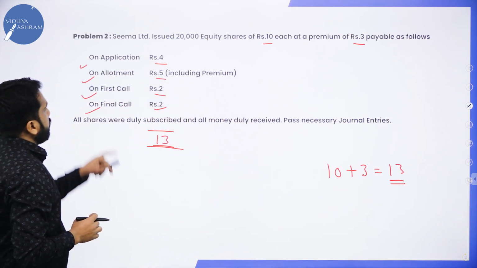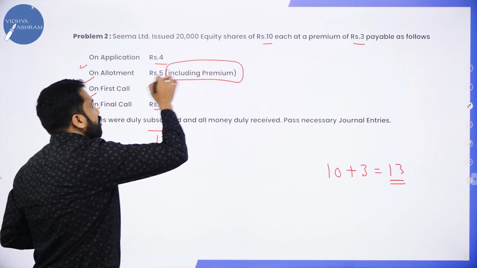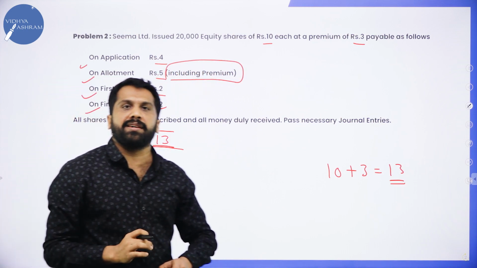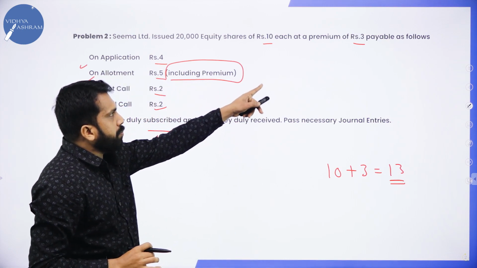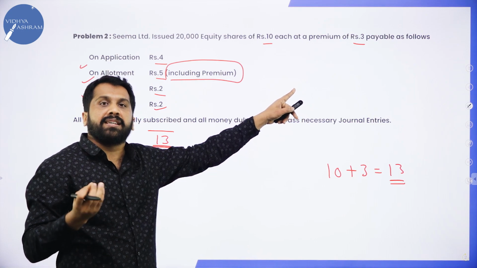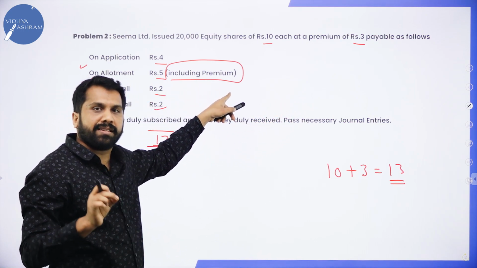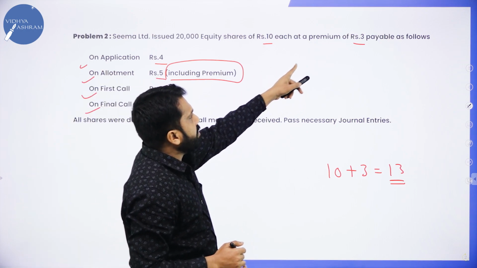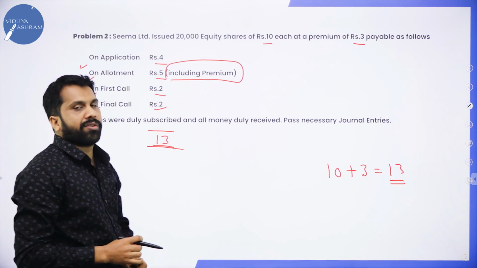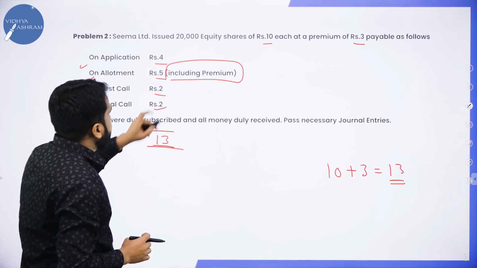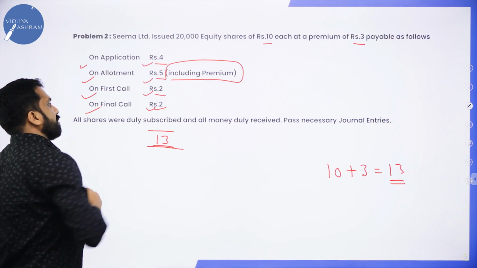So, now, for allotment they have given 5. In the bracket they have mentioned including premium. What is including premium? Whatever 3 rupees extra we are paying, that payment is done at the time of allotment. Clear? Whatever extra 3 rupees we paid, we are paying at the time of allotment. So remember these numbers 4, 5, 2 and 2.